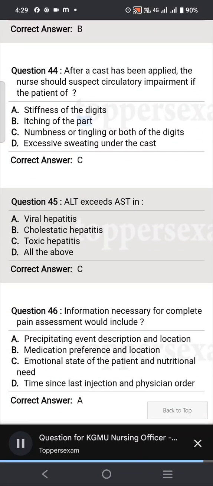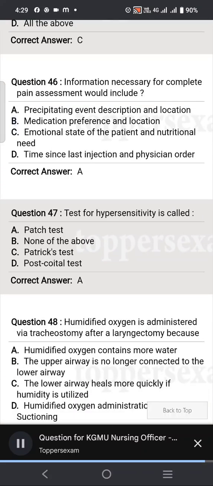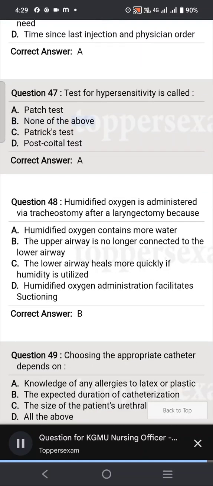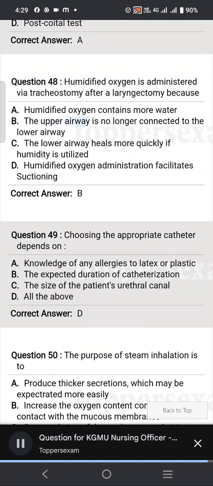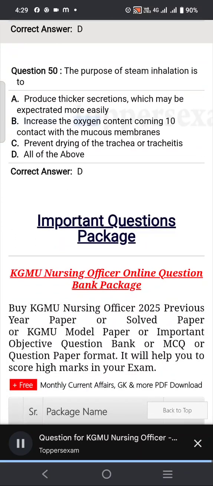B. Itching of the part. B. Cholestatic hepatitis. B. Medication preference and location. B. None of the above. B. The upper airway is no longer connected to the lower airway. B. The expected duration of catheterization. B. Increase the oxygen content coming in contact with the mucous membranes.